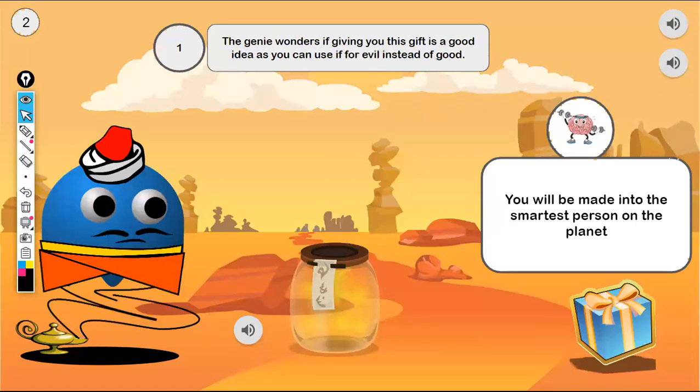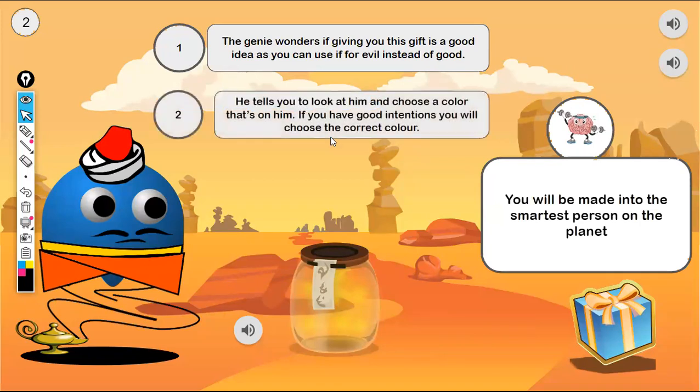Remember, if you become the smartest person, you could use this power for good or evil. So it seems that the genie isn't too sure if you are deserving of this gift. But he tells you to look at him and choose a color that's on him. So look at the genie, the whole genie, and choose one color. Of course, the color that you choose will determine if you are going to use this power for good or evil. Only if you choose the correct color will you be granted the prize.